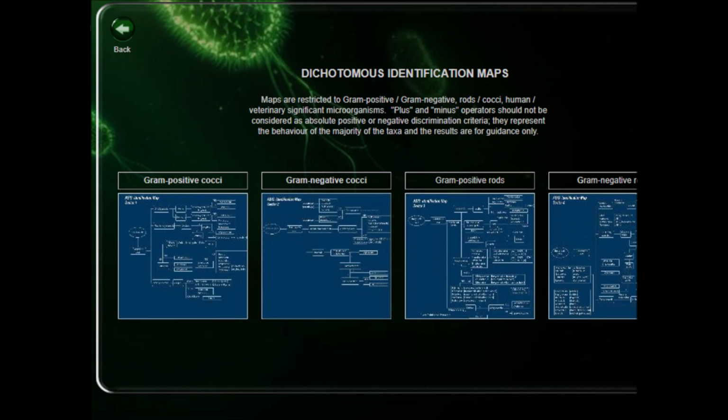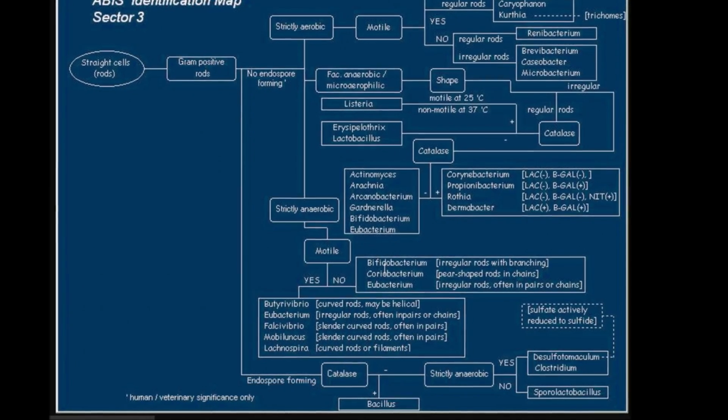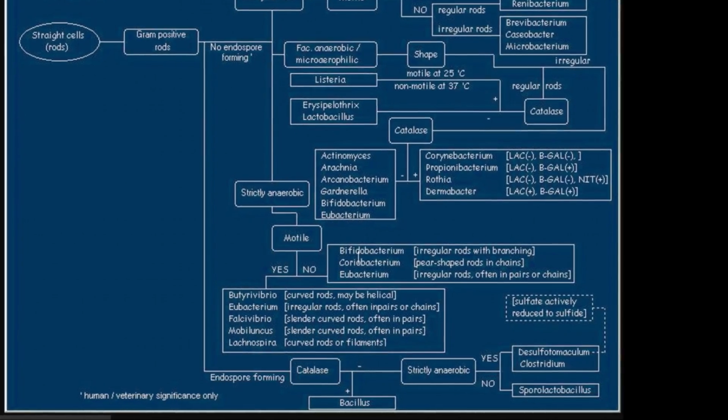Let's assume that our strain is a gram-positive aerobic rod, and following the identification map, we find that it belongs to genus Bacillus. Now, we must find the species.